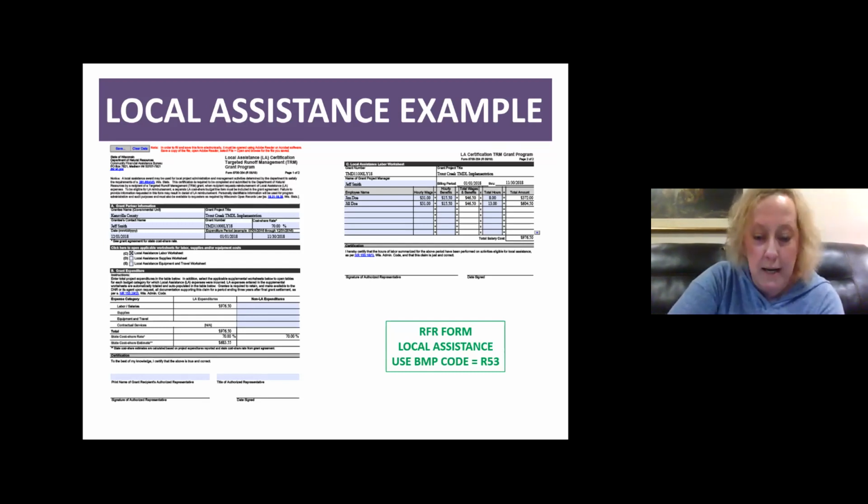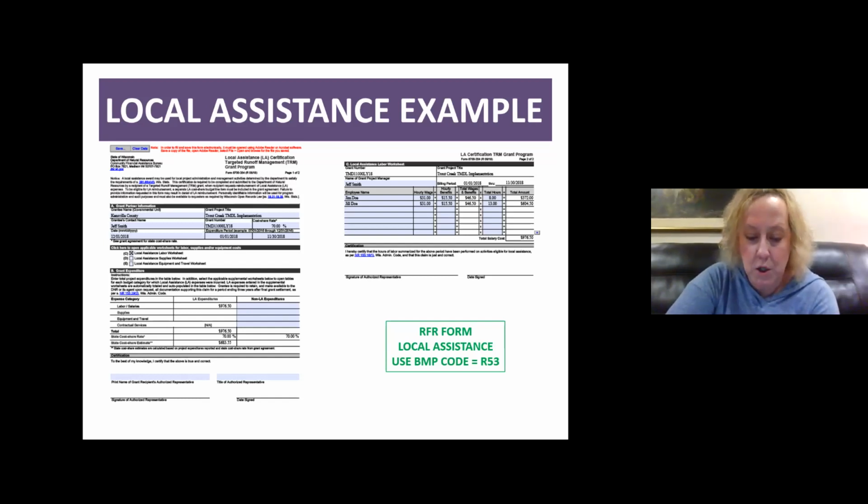The eligible costs are listed in code if you need a refresher on that. Essentially, it's costs associated with your staff time implementing your project. And the cost share rate again is 70%. So similar to BMPs, local assistance costs are eligible at a rate of 70%.